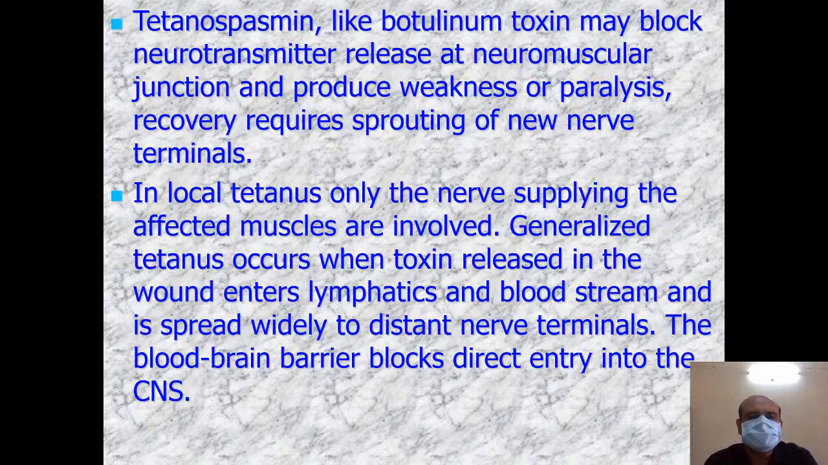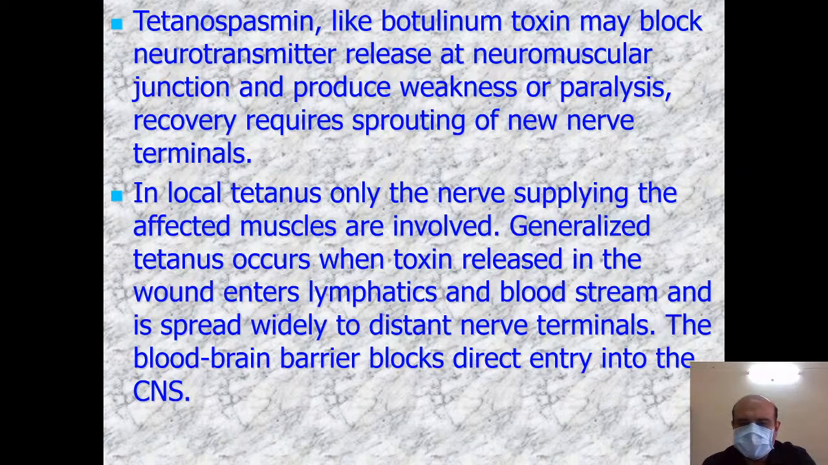But here, tetanospasmin, like botulinum toxin, may block neurotransmitter release at the neuromuscular junction and produce weakness or paralysis. Recovery requires sprouting of new nerve terminals. In local tetanus, only the nerves supplying the affected muscles are involved. Generalized tetanus occurs when toxin released in the wound enters lymphatics and bloodstream and is spread widely to distant nerve terminals.